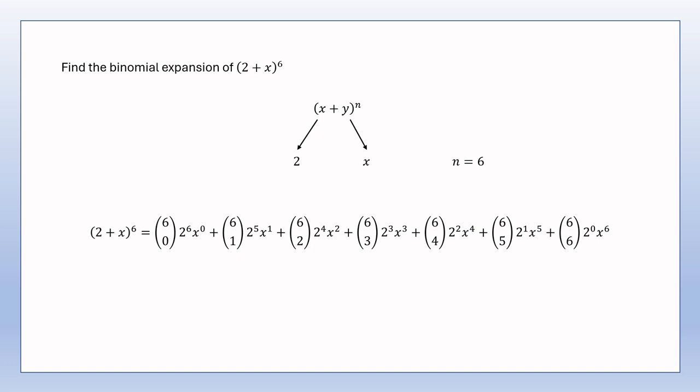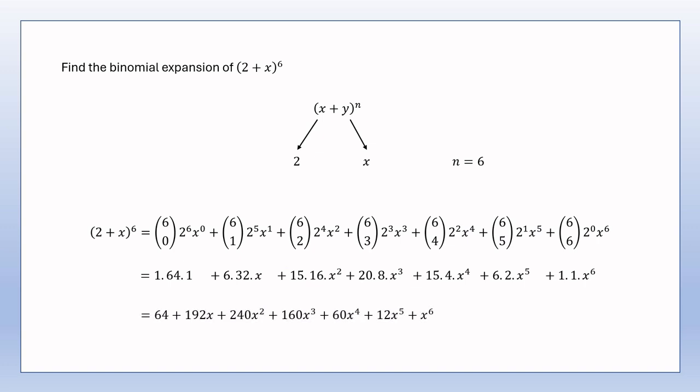And so making some simplifications, we get 2 plus x to the power of 6 is equal to, as shown on the screen. And finally, simplifying each term fully, we get that 2 plus x to the power of 6 is equal to 64 plus 192x plus 240x squared plus so on.